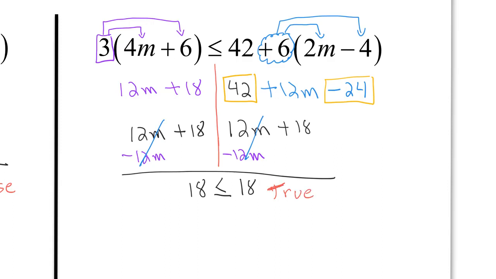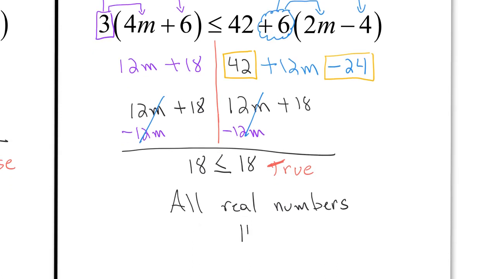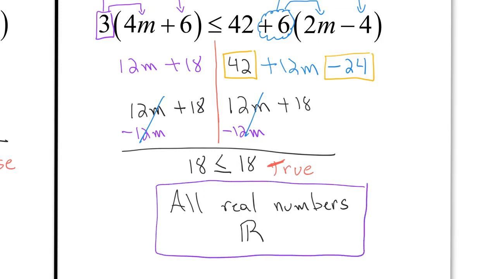So when you have a true statement, our solution will be all real numbers. Now, when you say all real numbers, we do have a symbol that we can use, which looks like an R. And I'm just going to draw the R right here. I do 2 vertical lines like this, and I start doing an R. So that represents all real numbers. Once again, we know the solution is all real numbers because the variables cancel. There's no m's anymore. And this statement, 18 is less than or equal to 18, is true. So we have all real numbers.